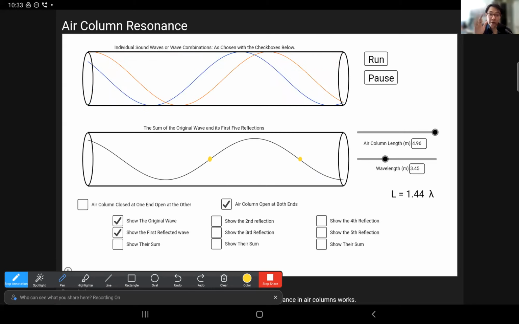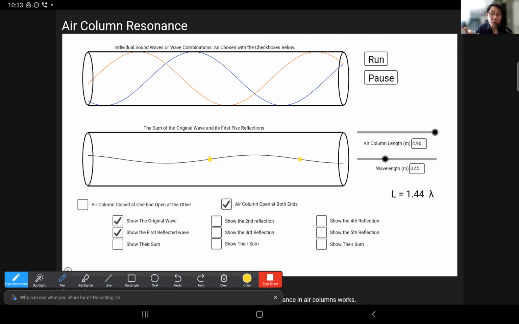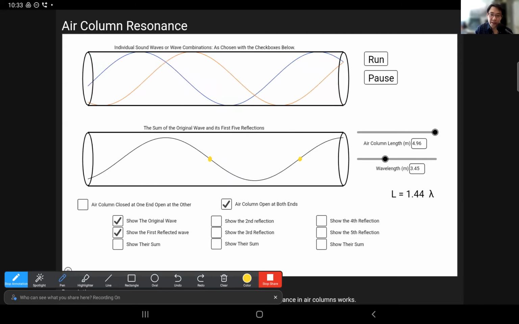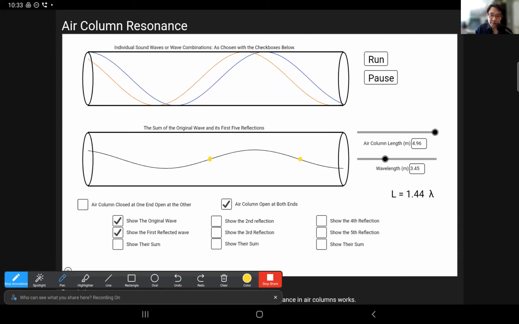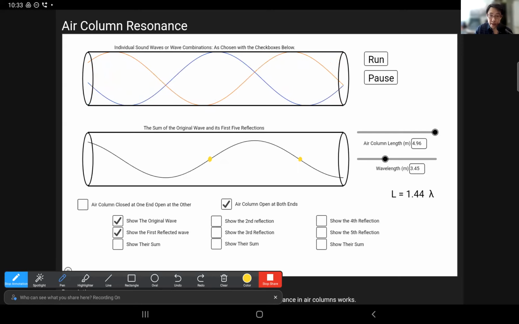But then what I'm going to try to show you is this. What if I change the wavelength? First, start with the wavelength. So I'm going to change the wavelength a little bit here. Once I change the wavelength, I might have to stop it first, I guess. Okay, I can change it now.